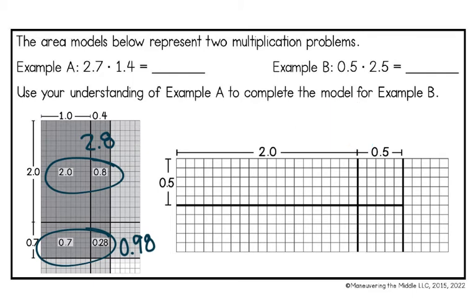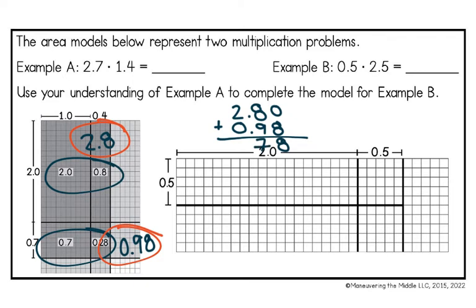So my last step is I need to add 2.8 and 0.98. So I'm going to have 2.8 and then 0.98, and I'm going to throw that 0 up top. 8 plus 0 is 8. 8 plus 9 is 17. Put the decimal, carry the 1. 2 plus 0 is 2. Plus 1 is 3. So our total area is 3.78.